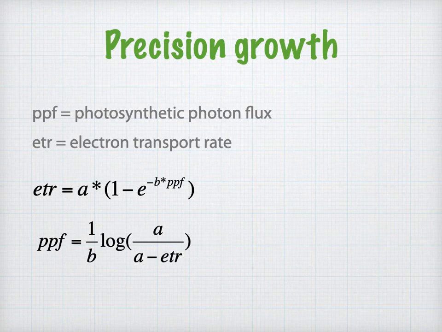The curve in the previous slide showing the growth of a lettuce plant can be described by the first function for electron transfer rate. We can rearrange this equation to get the second one on this slide, which shows the photons required to meet a target electron transfer rate.